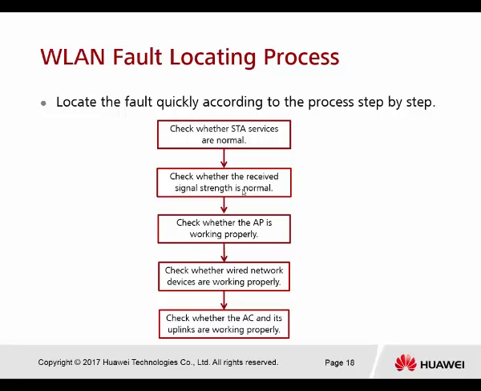So check whether the AP is working properly. You can go to the AP area and make sure the PoE LAN cable is already attached to your AP, and that it gets the power signal. Then the next one is to check that the wired network devices are working properly. Maybe it's the PoE switch. And the last one is to check that the AC and its uplink are working properly. So we're not only checking the downlink, but also the uplink.